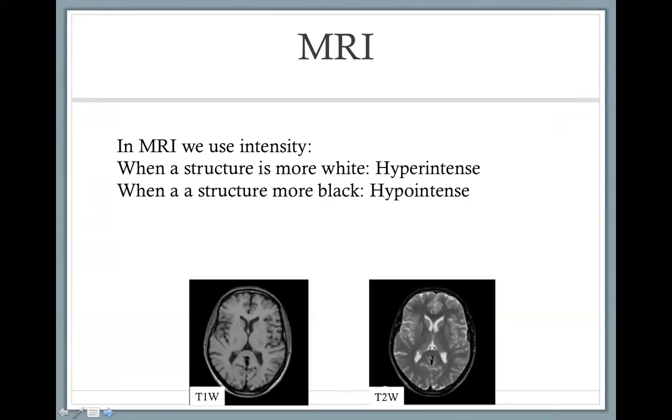MRI, completely different modality. Remember, no ionizing radiation. And here we talk about intensity or signal intensity. So for example, if it is more white, we say it's hyperintense. And if it is more black, we call it hypointense. A good example is when we see the CSF on a brain MRI, we say the CSF is hypointense. If there is no signal whatsoever, so very black, we call it also signal void, meaning there is no signal. But in general, we use hypointense, and this one is obviously hyperintense. So this is how we describe.